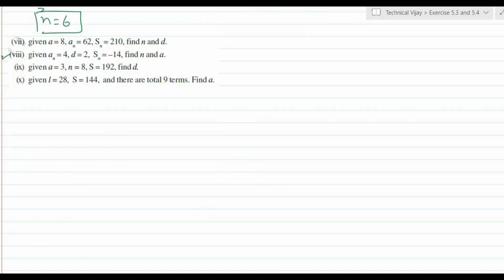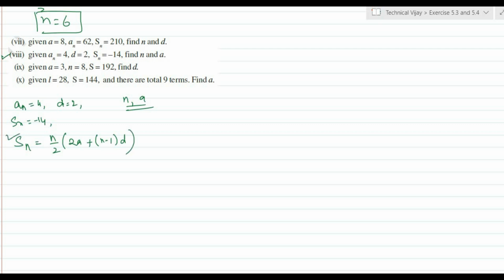So here, seventh one we'll see. Here also he has given An is equal to 4 and D is equal to 2, and Sn he has given as minus 14. So here we have to find N and A. You see, first put a formula for Sn, which is equal to N by 2 into 2A plus N minus 1 into D.